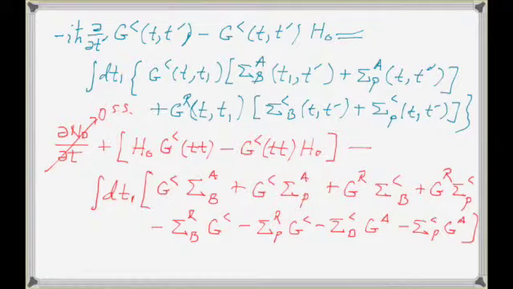G less than at equal time is just your electron density at a given site. And so that's going to commute with H0. This term is 0. G less than at equal time is just your electron density. So now for the moment, let's just ignore the phonons and look at the boundary terms. So we have the boundary terms in that integral.